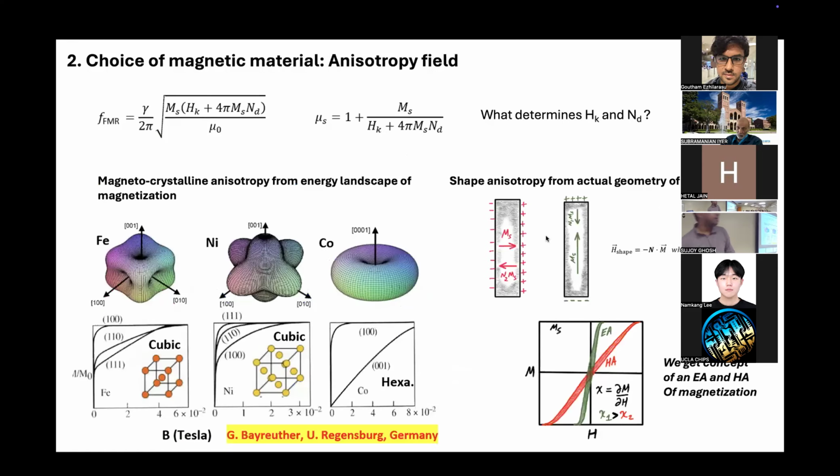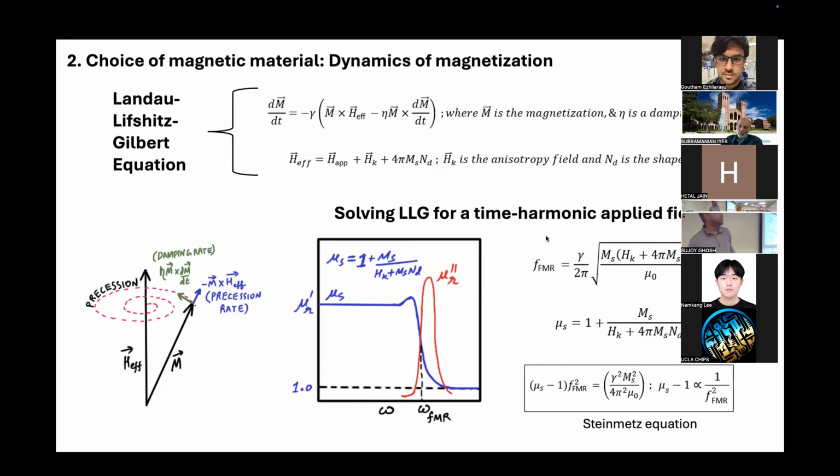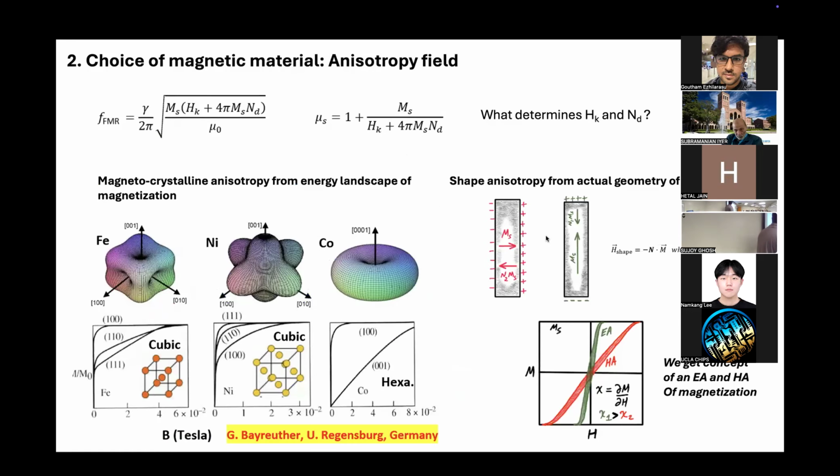Yeah, so now if you remember this equation, right? In the previous dynamical equation that was shown here, the field that the spin actually experiences is an effective field. So it's a sum of the applied field, a magnetocrystalline field, as well as a shape field, right? So how do those fields actually come about? So here is an example for iron, nickel, and cobalt.